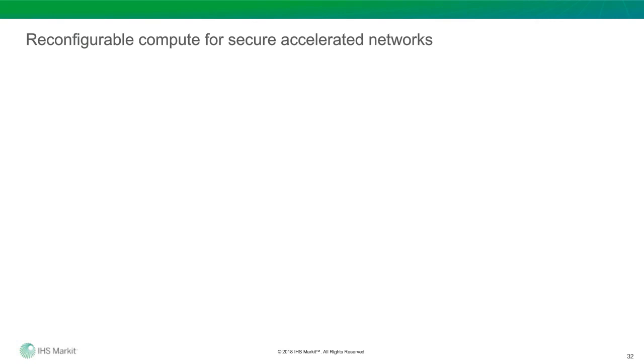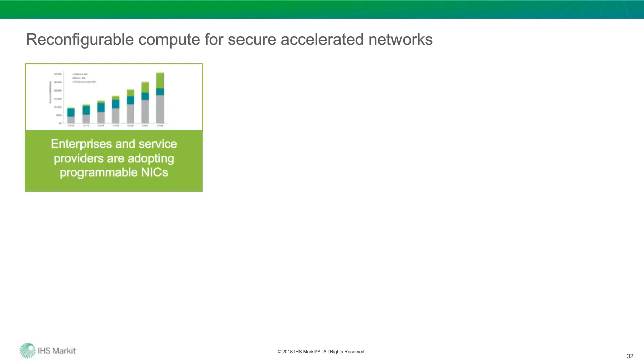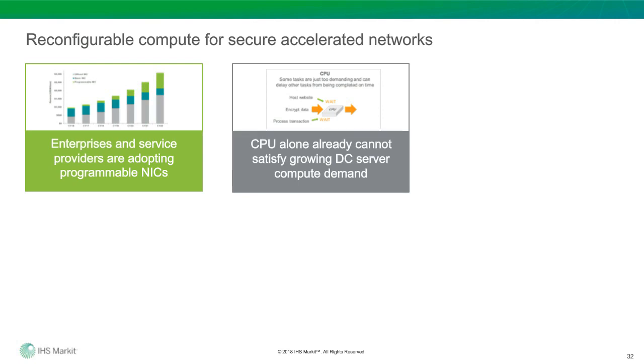So to summarize our discussion today, we showed you that enterprises and service providers are adopting programmable NICs in the survey data, and again you'll see this in the companion report. We've already seen that the CPU alone cannot satisfy the growing data server compute demand, or we can see that the CPU generations are not really managing to come in fast enough, and even if we were following Moore's law, probably would not be as fast as the demand acceleration that we're seeing.